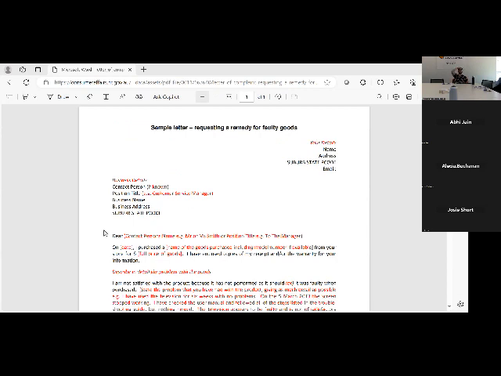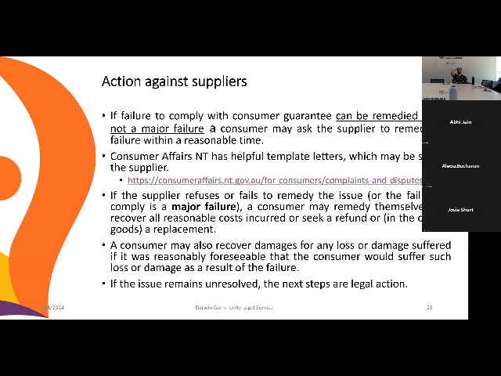There we go. Now, if the supplier refuses or fails to remedy the issue, or the failure is a major failure, the consumer can remedy it themselves and seek to recover all reasonable costs incurred, or a refund, or in the case of goods, a replacement. So let me just break that down. If it's a good, like a car, it's a refund or replacement at roughly the same value. If it's a service, normally you could ask for the refund of all the amount that hasn't been expended to date or used by the supplier.